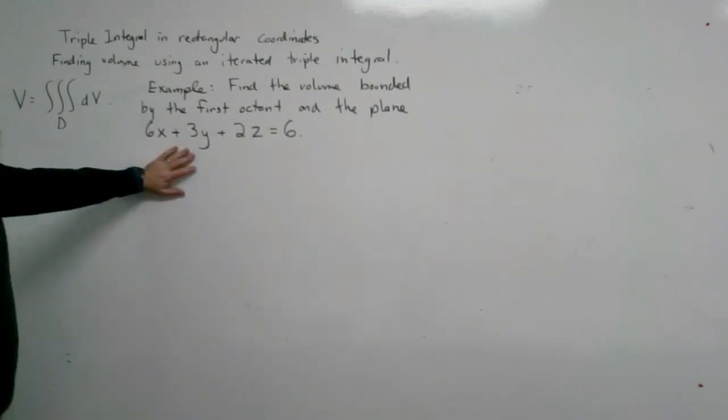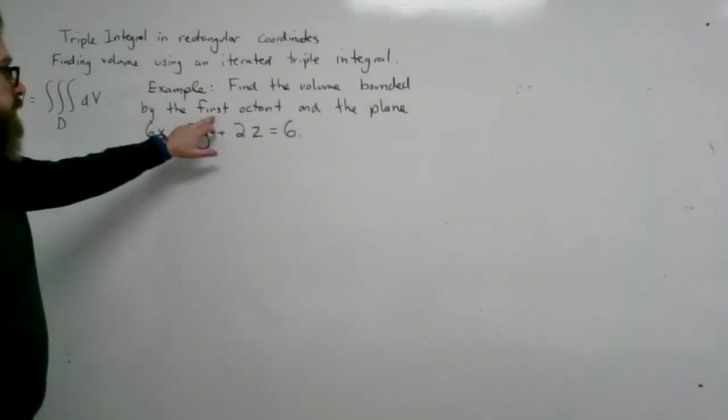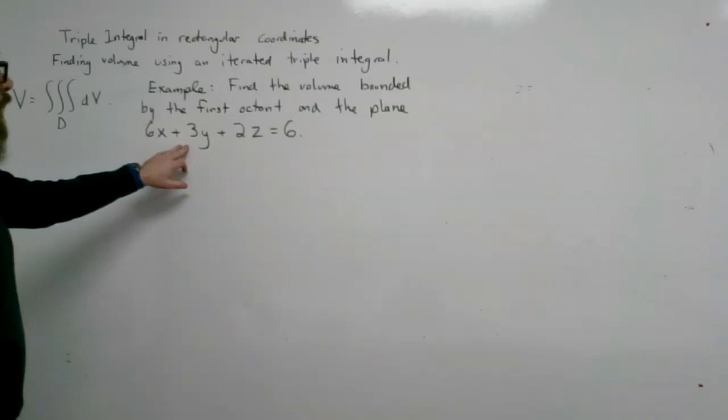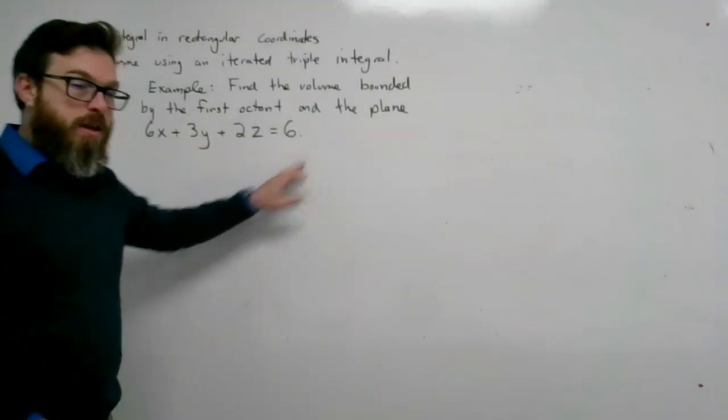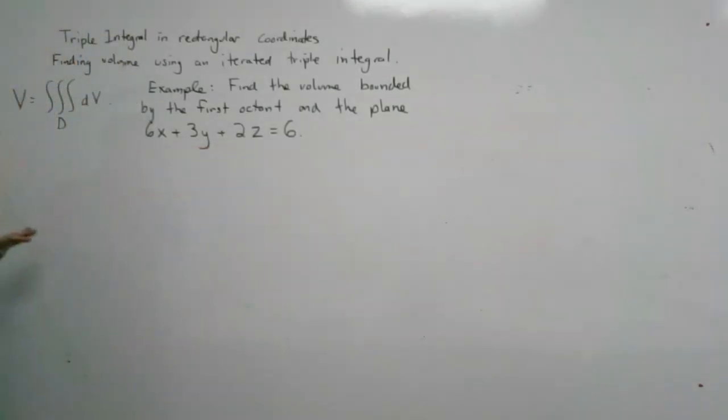So our example is going to be: find the volume bounded by the first octant and the plane 6x plus 3y plus 2z is equal to 6. What I'm going to do is draw this, and then we can figure out the limits of integration.